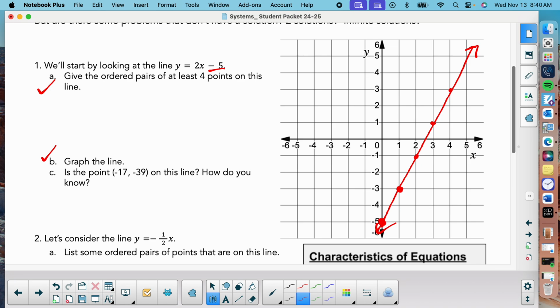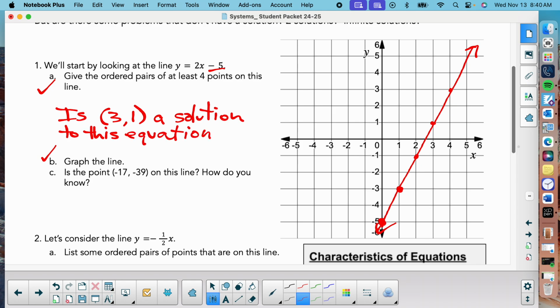Okay? Is the point 3,1 a solution? And we can write that in there if that's helpful for you guys. Is 3,1 a solution to this line? Or this equation? And I can give you some guidance if you want it. I just thought I would.